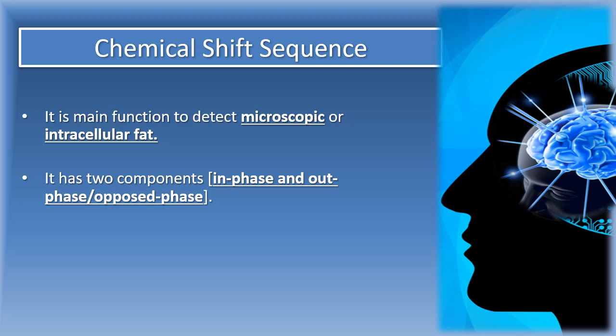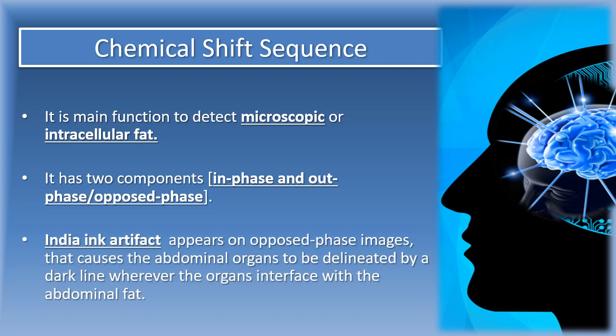One of the important artifacts linked to the chemical shift sequence is what we call the India ink artifact. So what's the India ink artifact? India ink artifact appears only on the out of phase or opposed phase image. It doesn't appear on the in phase. It is a dark line delineating the abdominal organs when interfacing with the macroscopic fat.